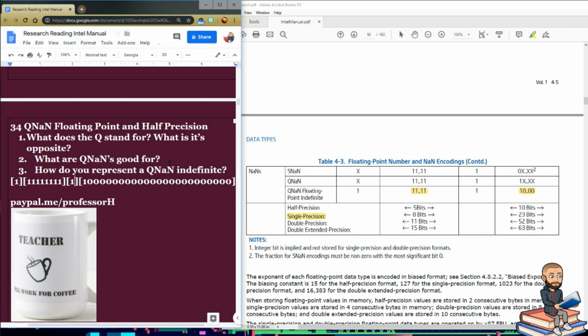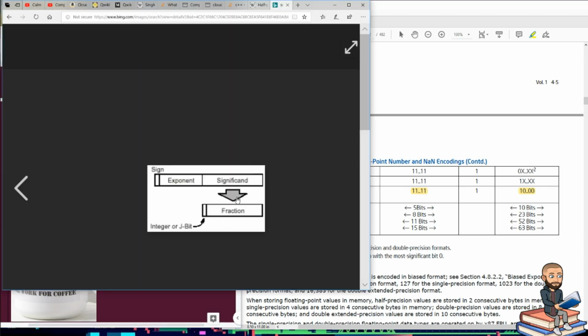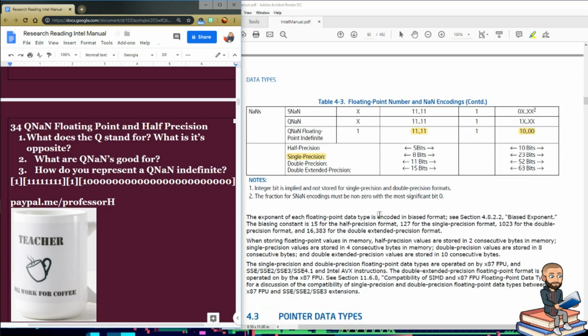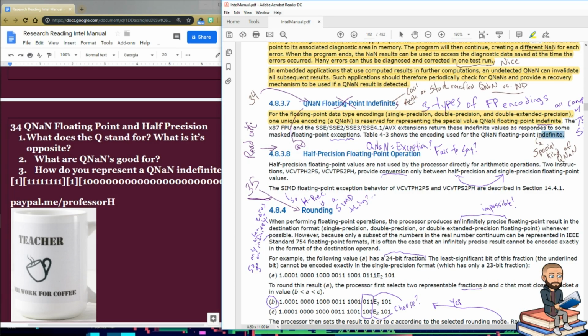Then we have a 1 for the integer, so normally this would be like 1 point, and then here's the mantissa section. It's also called the significand, and also known as the fraction, which includes that integer or j bit right there. Still pretty sure the j bit is implied, it's not even there at the hardware level. Well, there you have it, table 4-3 showing the encoding for that floating point indefinite, and I just called this like a very special kind of QNaN, the indefinite one.